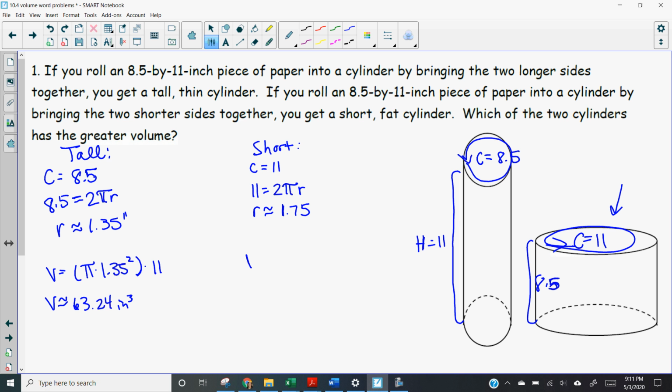And then when we use that now to find the volume, pi r squared times our height of 8.5, you'll see we get, surprisingly, I think it's surprising, a different volume, 81.85 cubic inches. So significantly different volume as well. Okay, so that's number one.